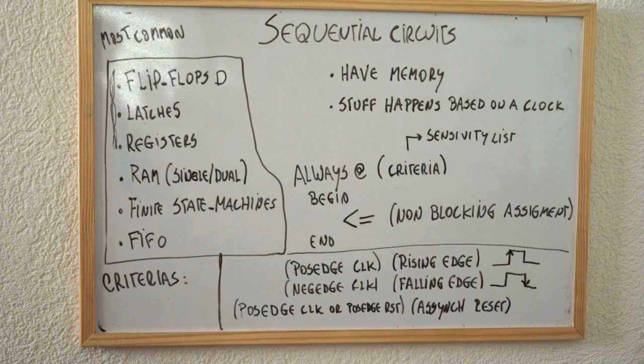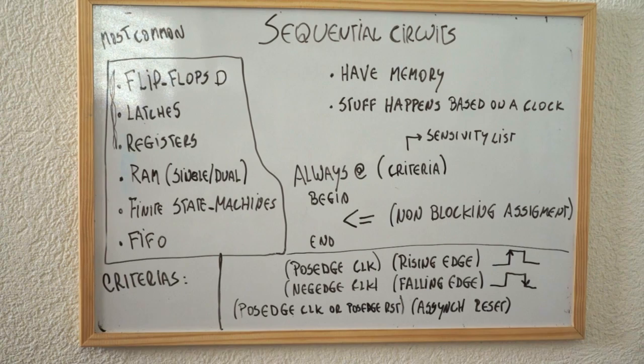Inside the sensitivity list, you can have signals that are based on the rising edge of the clock, so we use posedge clock. For the falling edge of the clock, negedge clock, okay? Or if you use an asynchronous reset, you're going to have posedge clock or negedge reset, okay? Again, the sensitivity list will make the always block execute.